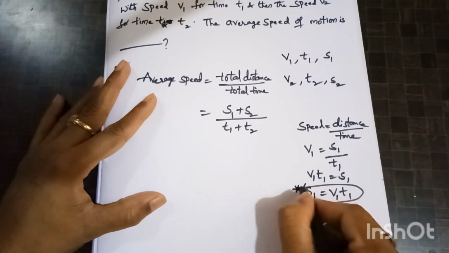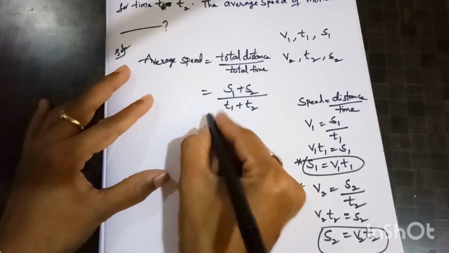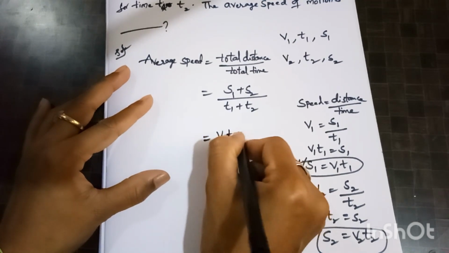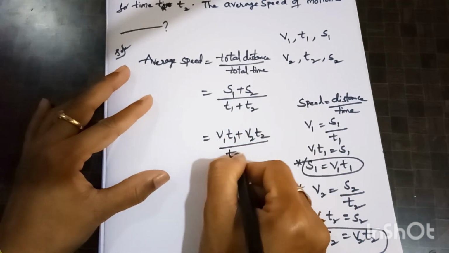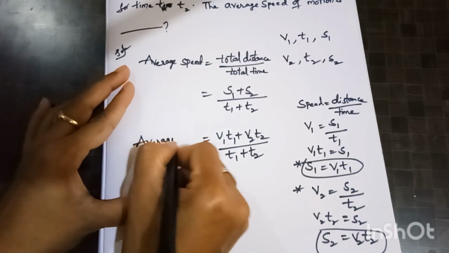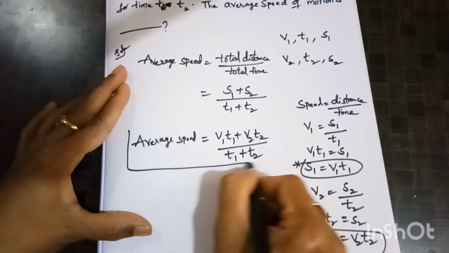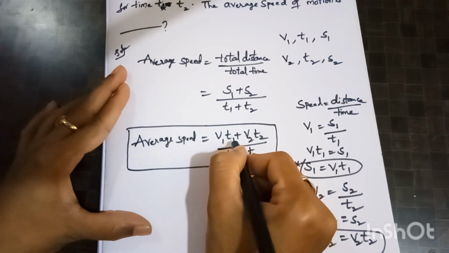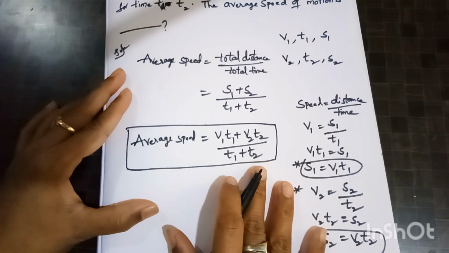So substitute these s1 and s2 values in this equation. So s1 is v1 t1 plus, s2 value is v2 t2, by t1 plus t2. This is the average speed of the motion when an object is traveling between two positions with speed v1 for time t1 and for speed v2 for the time t2. This is the average speed.